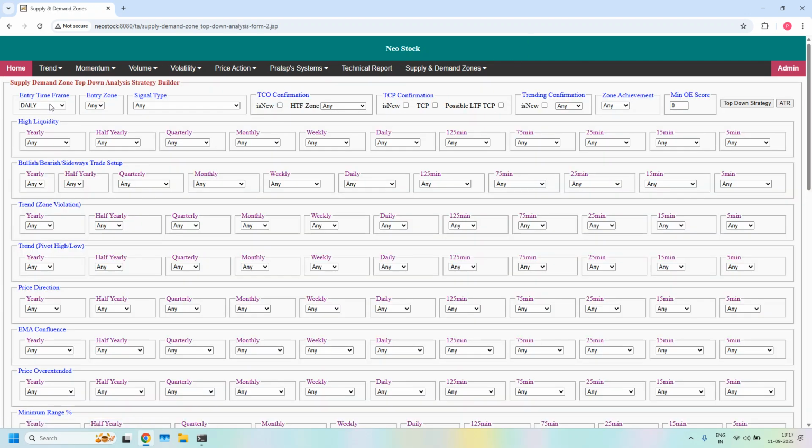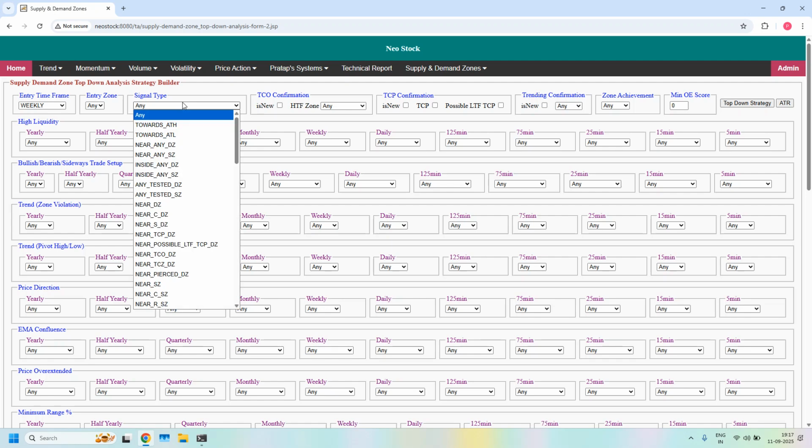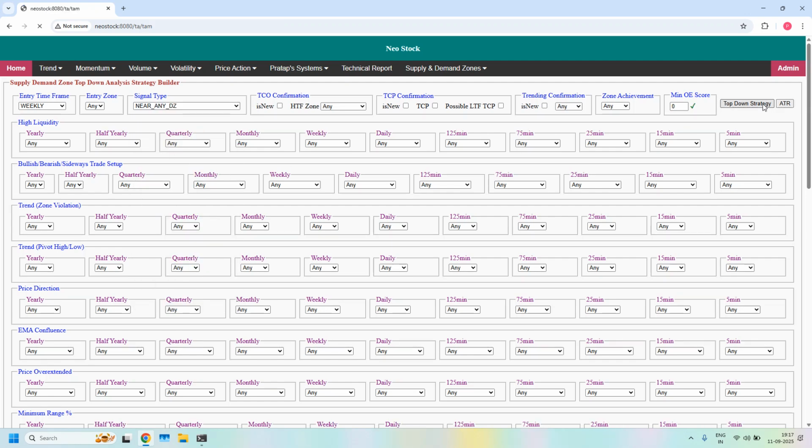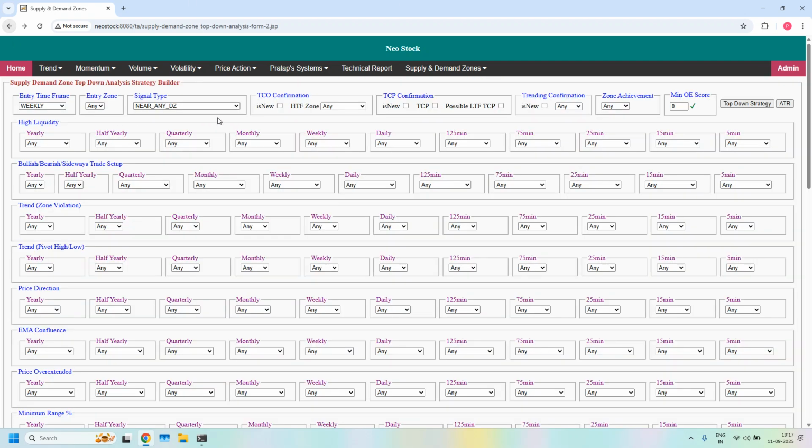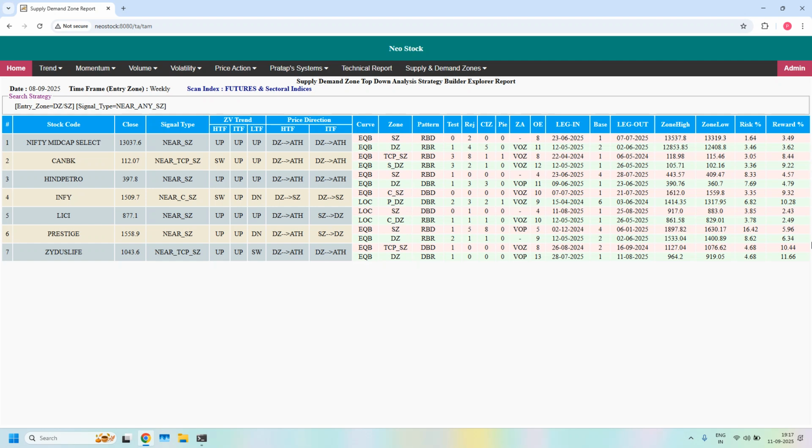Next time frame is weekly. Stocks near to the weekly demand zone, we got 6 stocks. Next, stocks near to the weekly supply zone, we got 7 stocks.